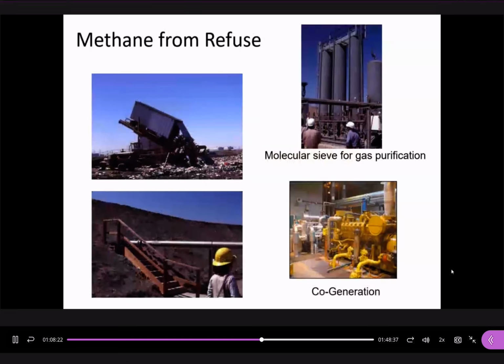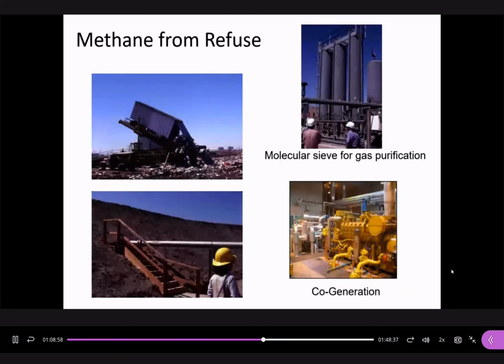From landfill, okay? Landfill production of gas. Of course, sometimes you need to purify. As we said, it's not only methane, right? The gas contains other species. So here is a purification facility. And what can we use methane for?